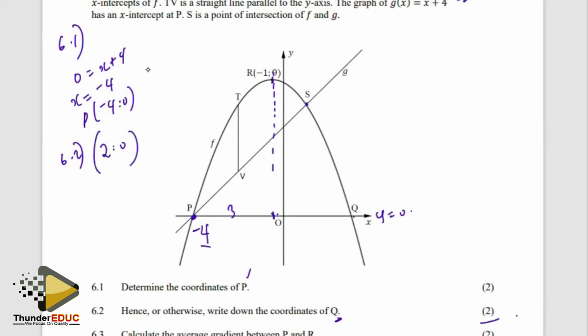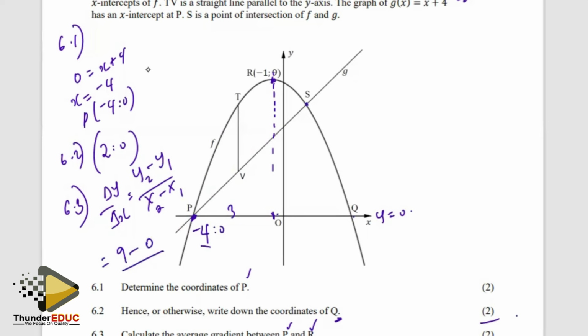Then they want the average gradient between P and R. This is P, this is R. For average gradient, just use the normal gradient formula: change in y over change in x, or y2 minus y1 over x2 minus x1. So our y2 is 9, minus the y1 which is 0, over my x2 which is -1, minus -4. If we simplify that, we have 9 over 3, which means our gradient becomes 3.